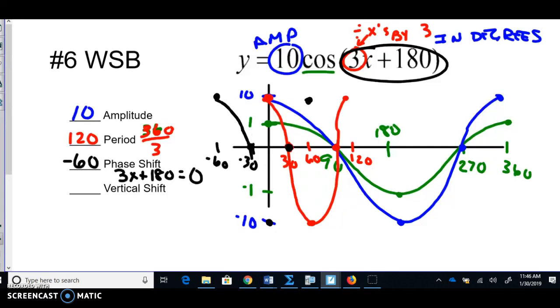And then what's in black is after the phase shift. Once again, there is no vertical shift because there's no number out there. None. Now, if there was one, I always do the vertical shift last, which would just mean take the black curve and move it up or down, however far you are to move it.